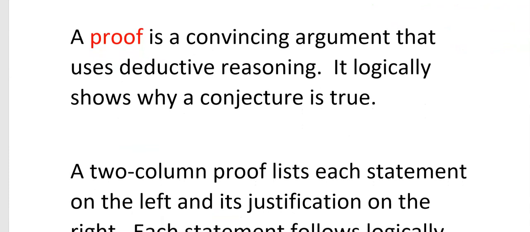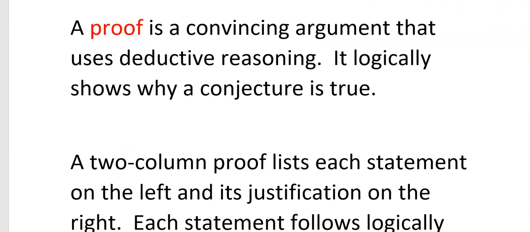Okay, here's where we start looking at what is a proof and what does it look like. A proof is a convincing argument that uses deductive reasoning. It logically shows why a conjecture is true. So here's where people are like, oh my gosh, this is where we start proofs. I've heard horror stories about these. The first ones that we do are not so bad.